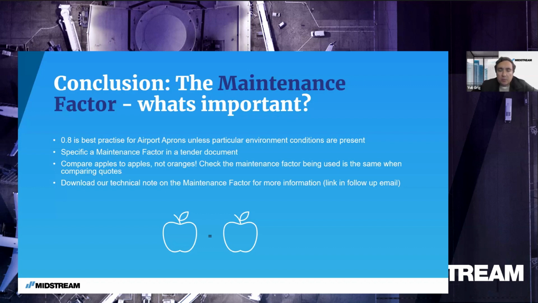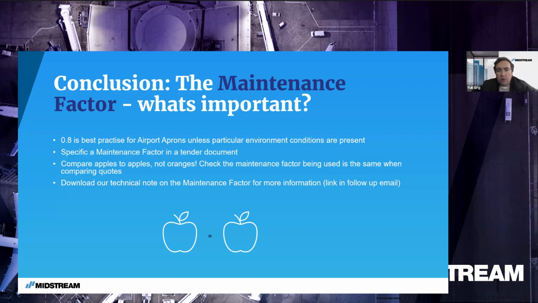Another point is that we really should have a maintenance factor mentioned in any kind of tender documents. If you are putting out a request for proposals, or you're requesting people to come back for tenders or RFIs, please ensure that a maintenance factor is specified. And let's always remember we should be comparing apples to apples and not apples to oranges. So double check that the different suppliers or tender responses are using the same factor when comparing the quotes, because they can be wildly different.